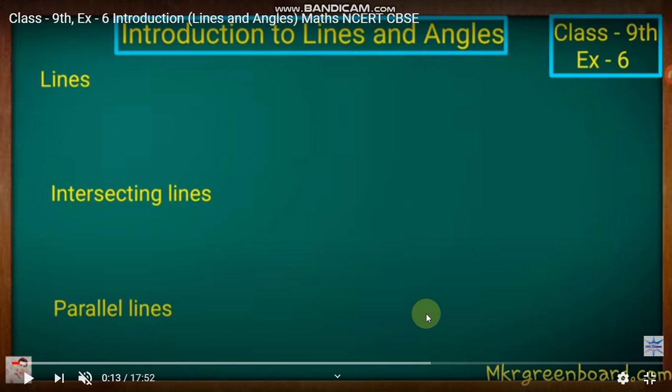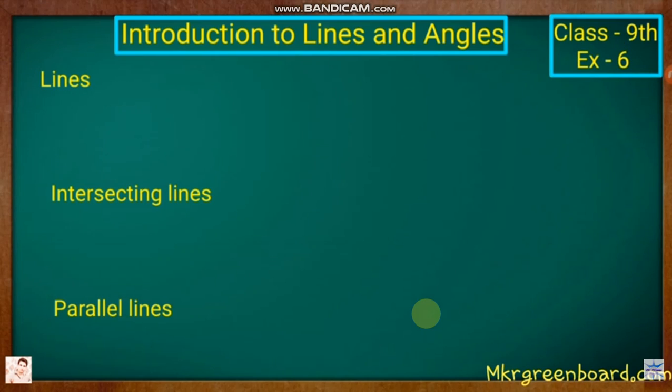Today we are going to start ninth standard, third lesson. It is lines and angles. In this class we are discussing what types of lines there are and what types of angles we have to learn in this lesson. It's a pure geometrical lesson. The basics of geometry are lines and angles. First we can discuss the types of lines and then the types of angles.